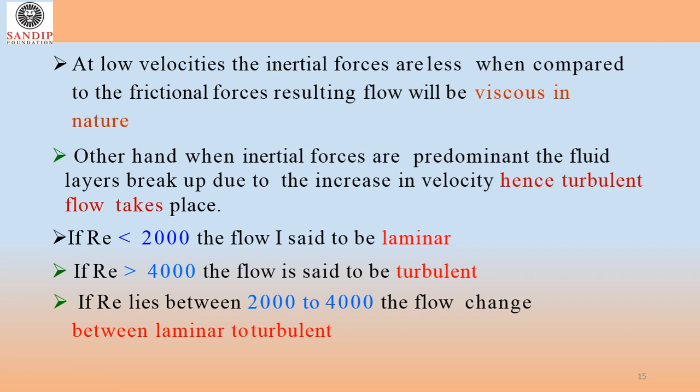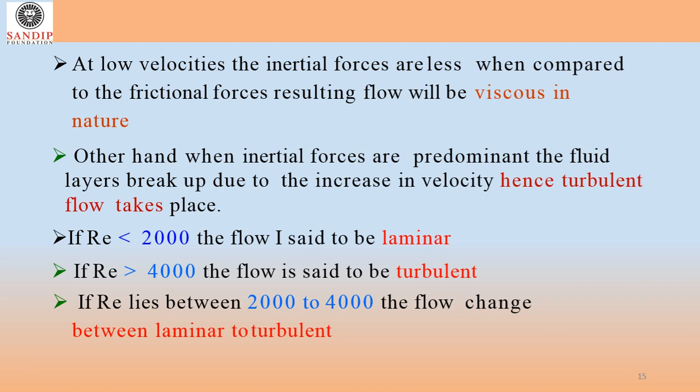Now when the Reynolds number is less than 2000, the flow is called what? Laminar flow. Whereas when the Reynolds number is greater than 4000, the flow is called what? Turbulent flow. Whereas when the Reynolds number lies between 2000 and 4000, the flow changes from laminar to turbulent. So this is all about the Reynolds number.